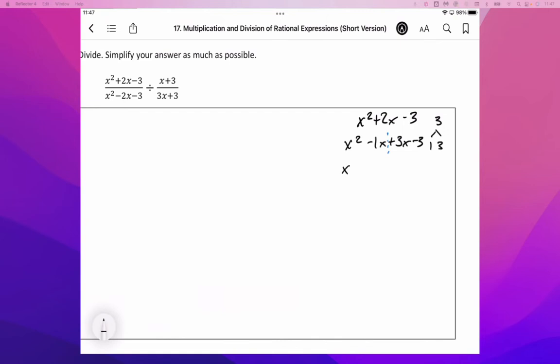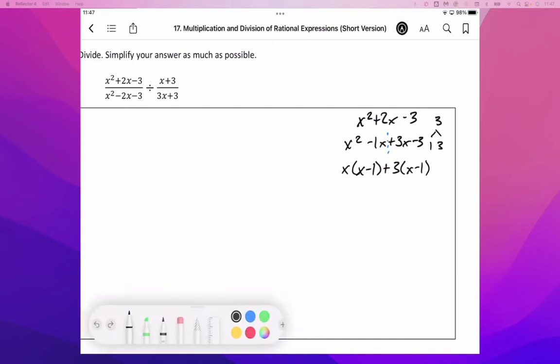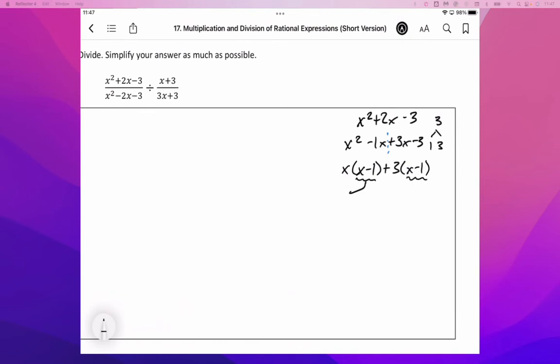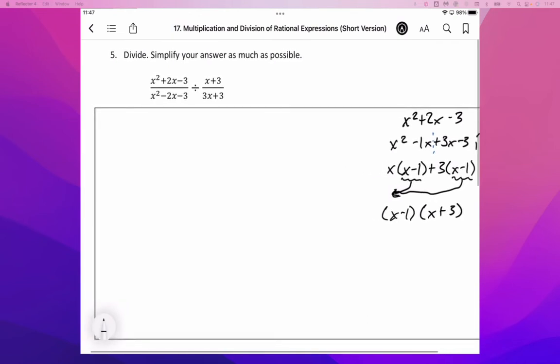We can factor an x out of the left side, so x times x minus 1. And we can factor a 3 out of the right side, so we will end up with another x minus 1. I should draw my arrows like I always do, this guy and this guy get pulled out. We have an x minus 1 times x plus 3. So my numerator of the fraction on the left gets replaced with x minus 1 times x plus 3. So that was my numerator.